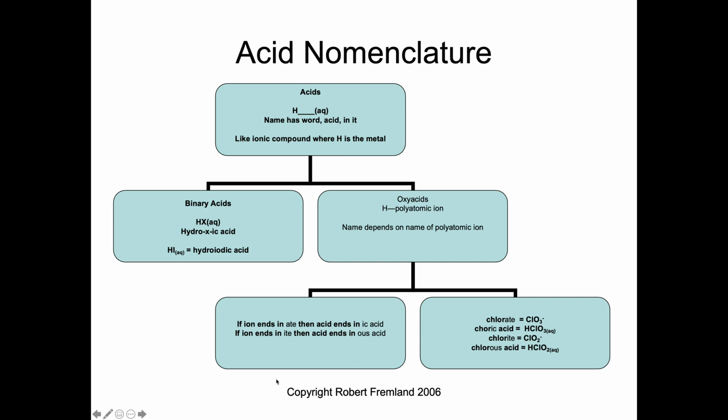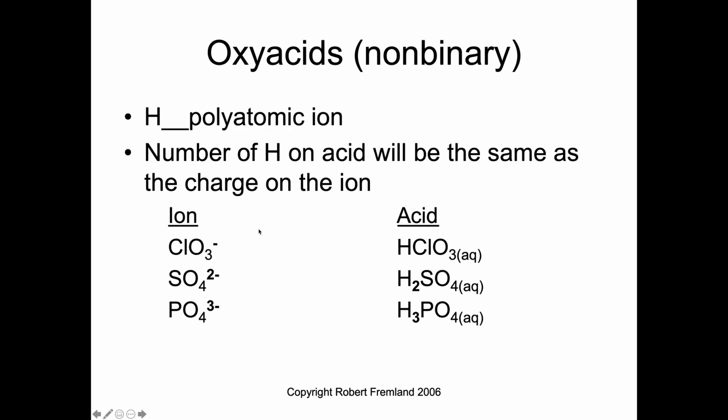So for example, go to a slide here, all right? So first of all, coming up with the formula is pretty easy if you know the charge. For every negative charge, you have a hydrogen, right? So sulfate would be a -2, so there's 2 H's. Phosphate.